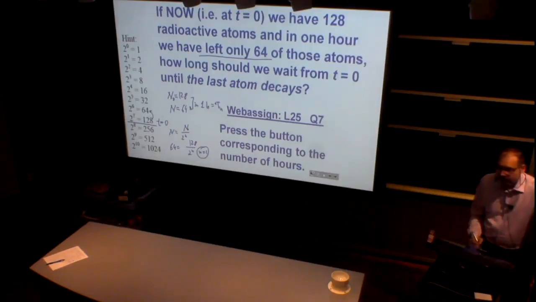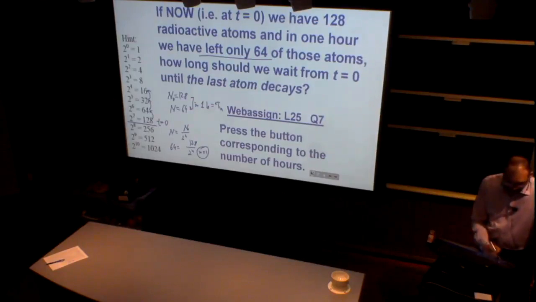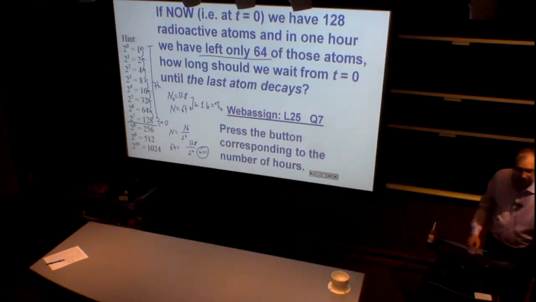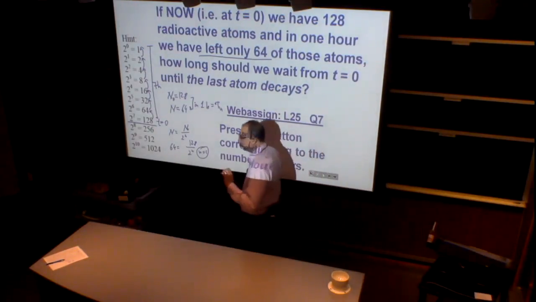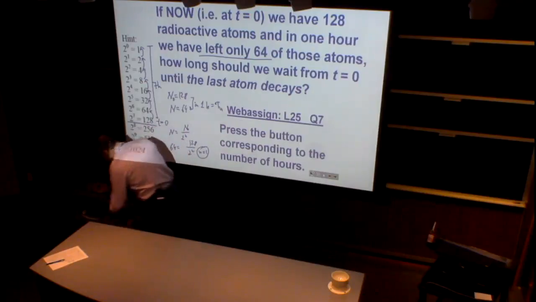If we wait 1 more hour, what's going to happen? 64 over 2. We got left with 32. If we wait 1 more hour, we're left only with 16 of the original. 1 more hour, 1 more hour, 1 more hour. So if we wait 1, 2, 3, 4, 5, 6, 7 hours, we will be left with only 1 of the original radioactive atoms.